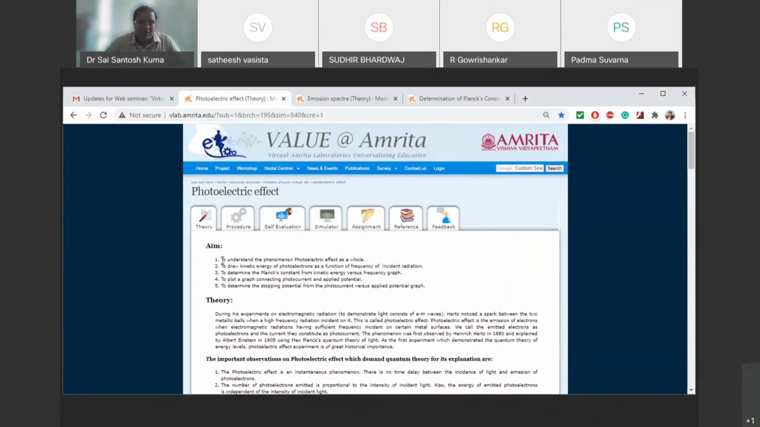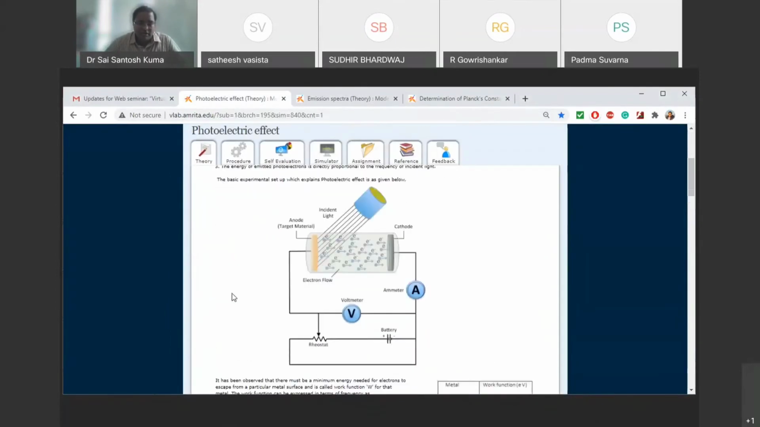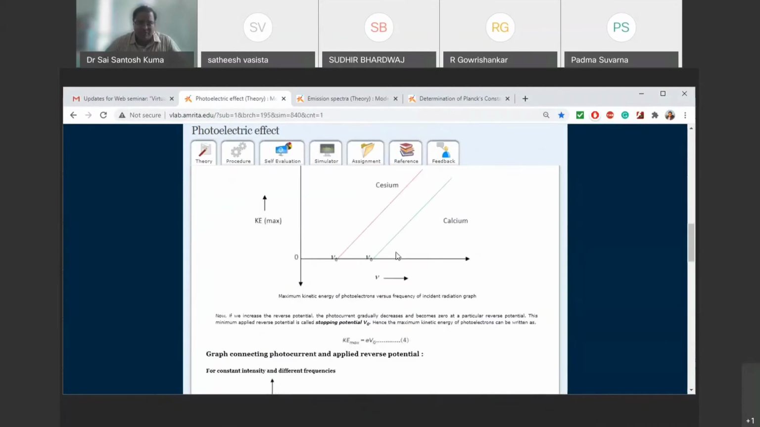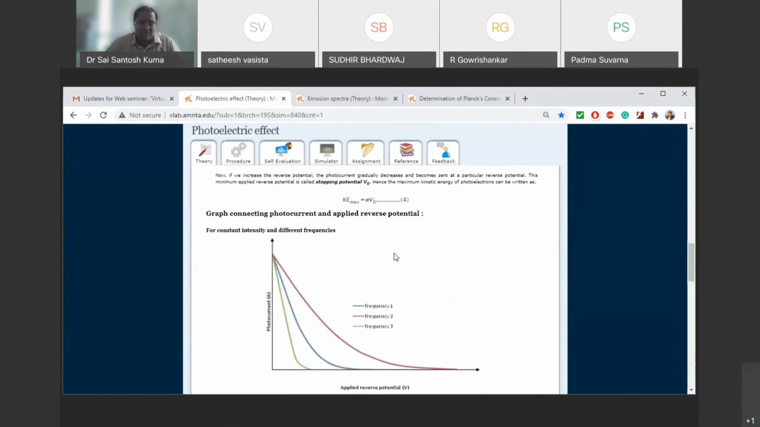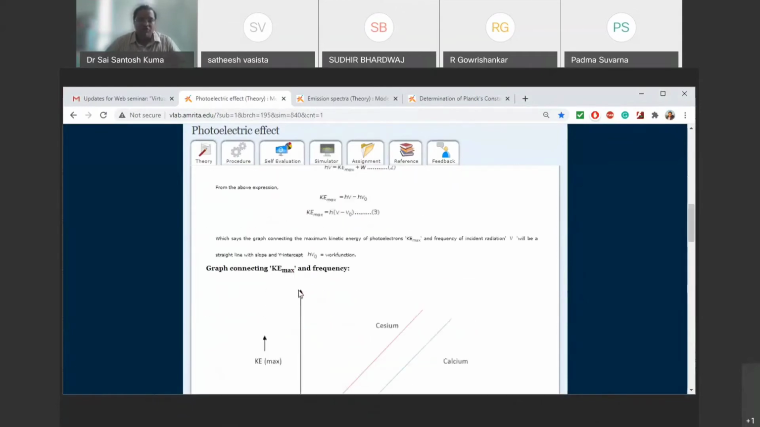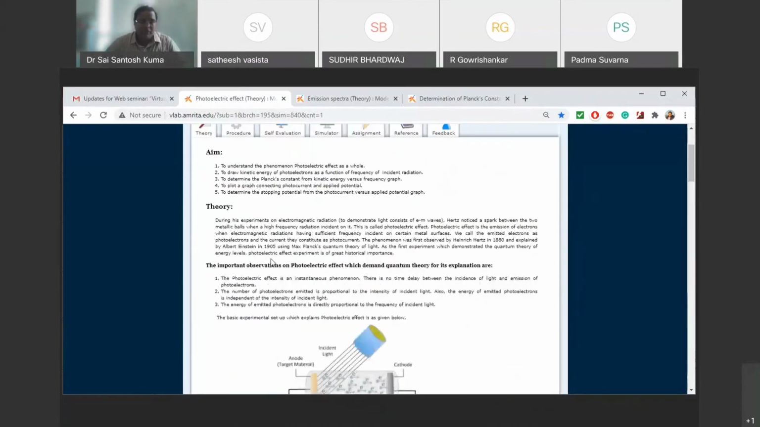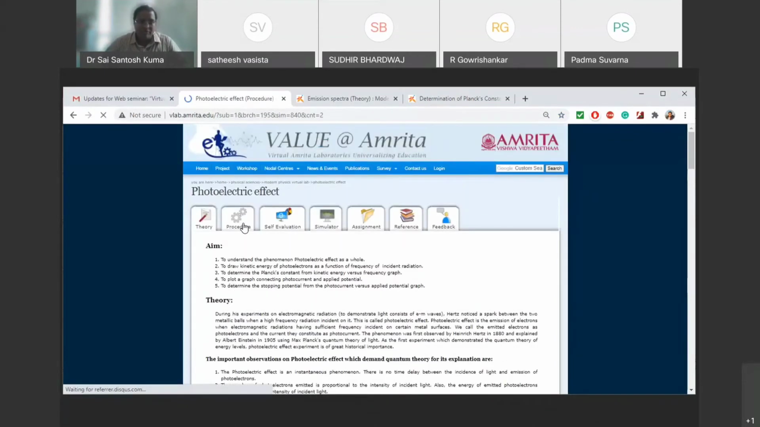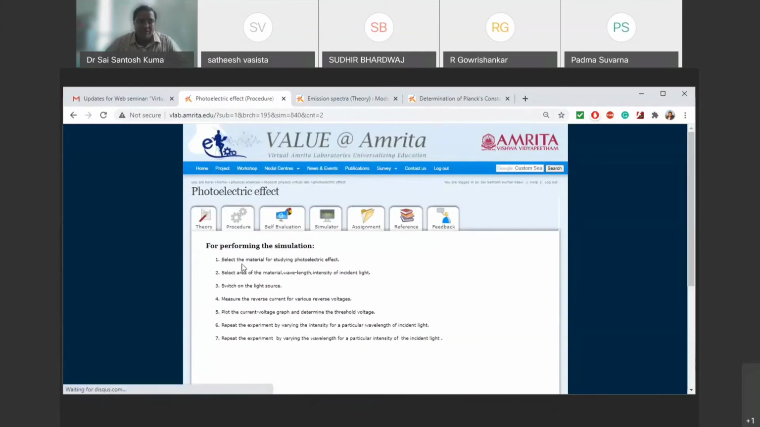Same thing here, all the theory was there. Whatever I just explained, I have taken exactly from this so that you don't see any difference. There are various graphs connecting the photocurrent, applied reverse potential, and frequency at different intensities. All those things which you can vary are available here. The procedure is simple: you select the area, select the light source, measure the reverse current, plot the current versus voltage, determine the threshold voltage, and repeat the experiment for various intensities and various wavelengths.